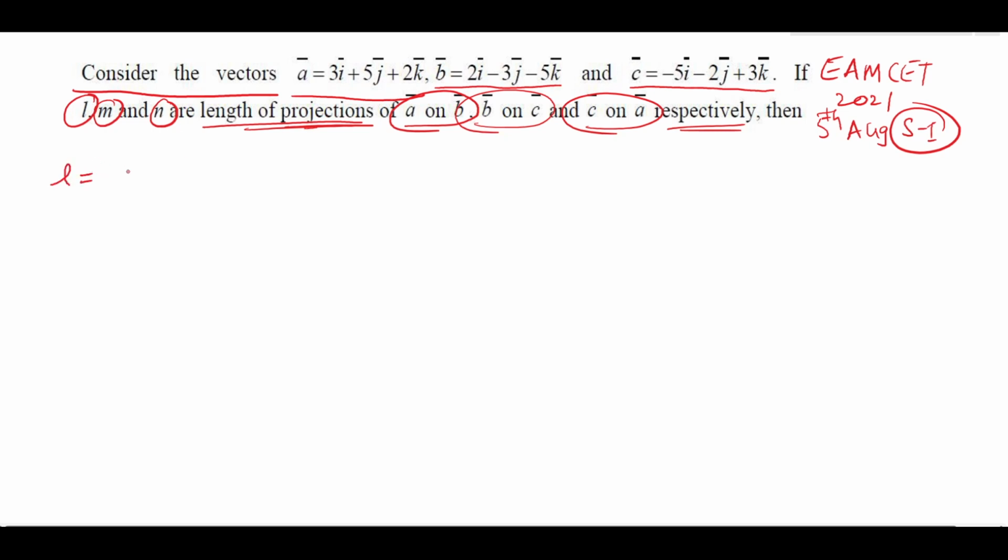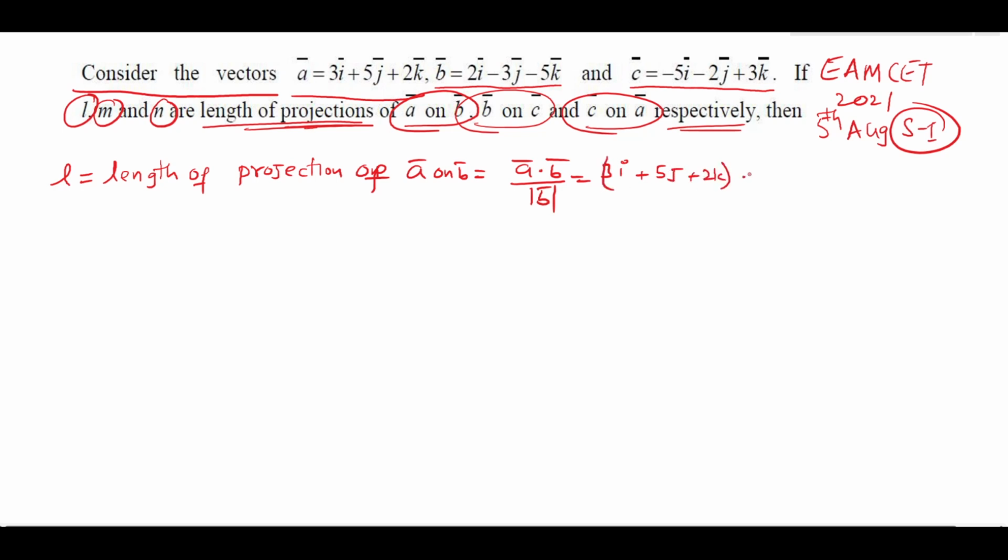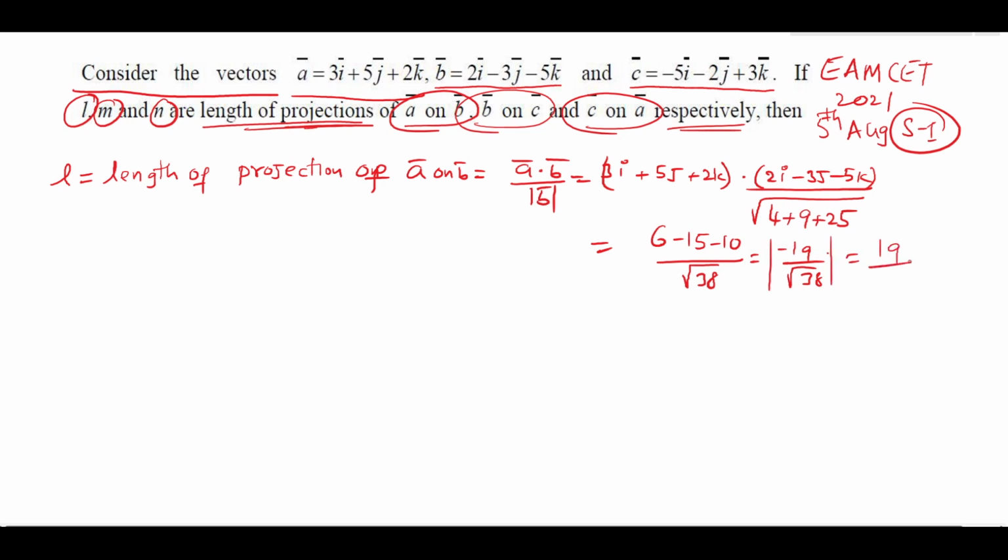Here L is given, that is length of projection of a bar on b bar, that is equal to a bar dot b bar by mod b bar. This is the formula. A bar dot b bar, that is 3i plus 5j plus 2k dot 2i minus 3j minus 5k by mod b bar, under root of 4 plus 9 plus 25. That is equal to 3 into 2, 6, minus 15 minus 10 by root 38. So that is 6 minus 15 minus 10, minus 19 by root 38. Modulus of this is 19 by root 38.